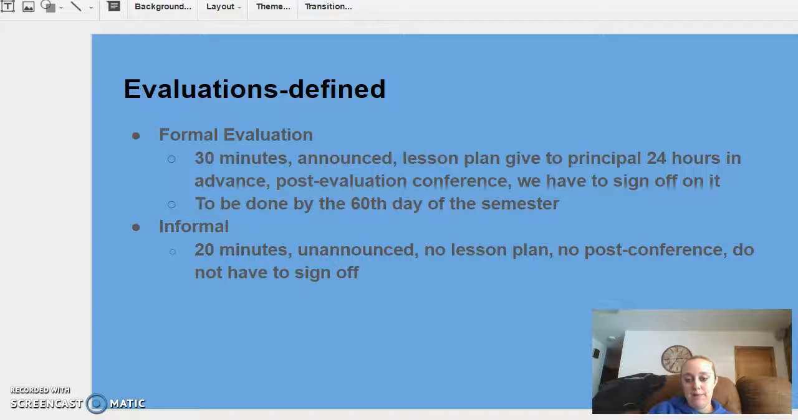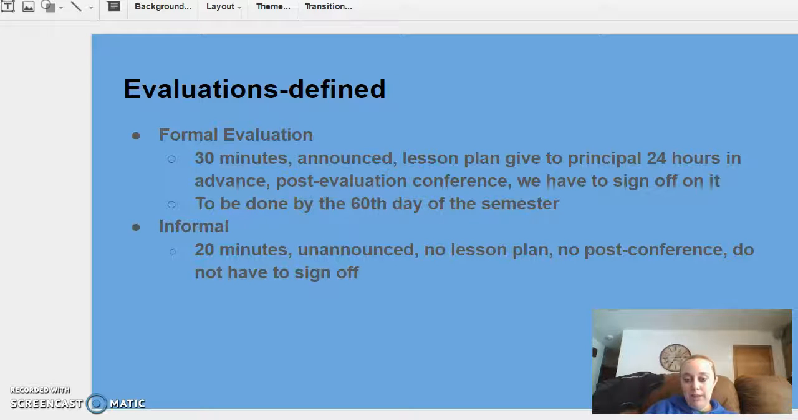After the evaluation, we do have a post-evaluation conference between us as the teacher and the administrator, and that needs to take place within 24 hours after the evaluation, or I guess one day. If it's a Friday, then it could take place on that next Monday. And we do have to sign off on the evaluation that we've seen it, that we've read it, and that we've had the conference. And the evaluation is supposed to be done by the 60th day of the semester.